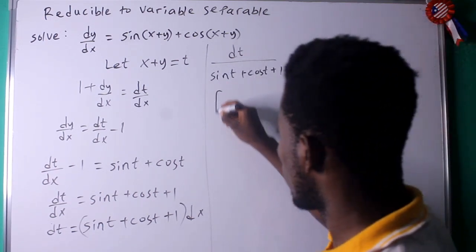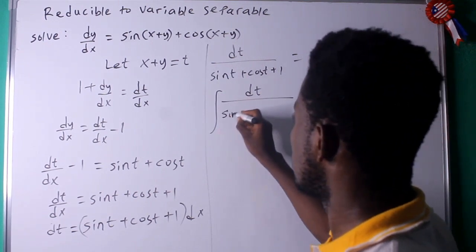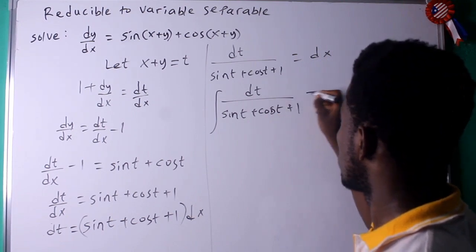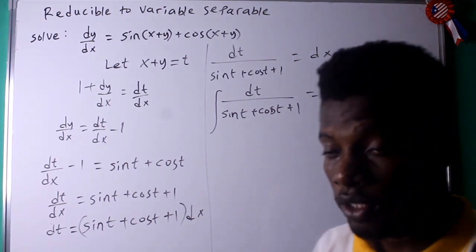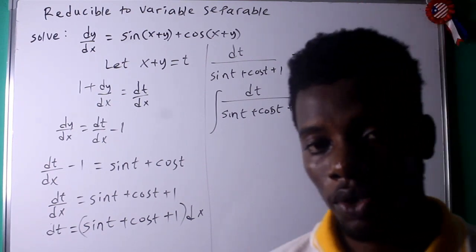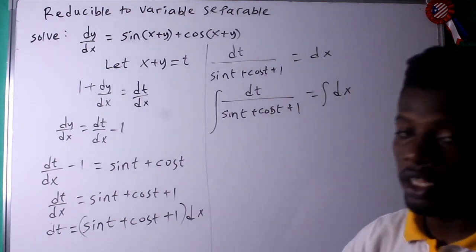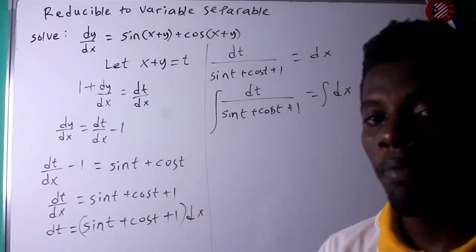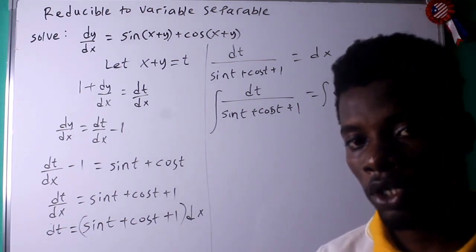So we have the integral of dt by sin t plus cos t plus 1 is equal to the integral of dx. Great. Now you did calculus 2, and in your calculus 2 classes you were taught to integrate functions like this. How do you integrate this kind of expression? To integrate this, we're going to use the magic substitution, or what we call the reaction substitution.